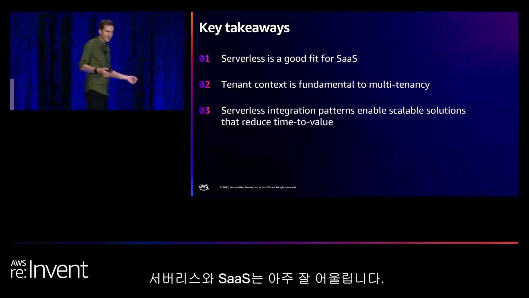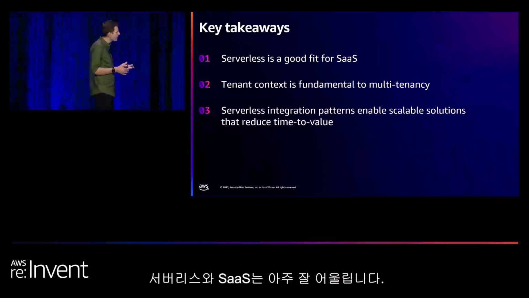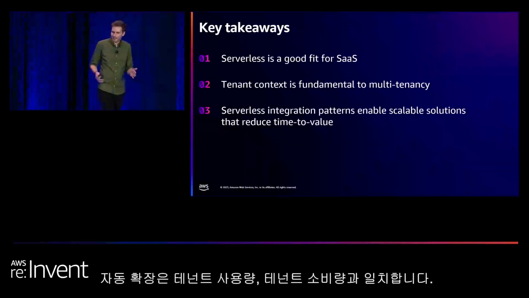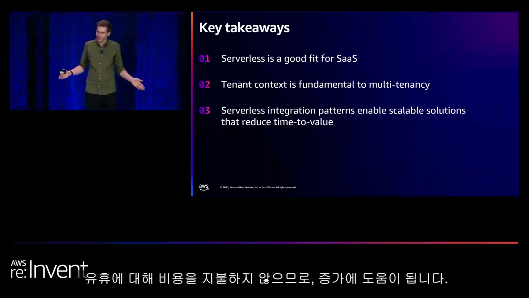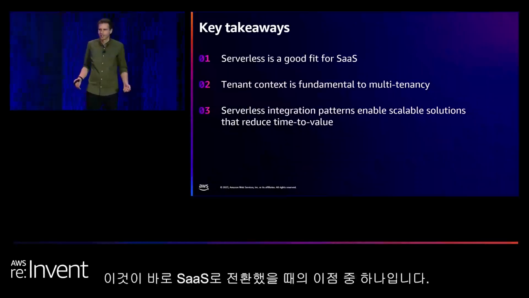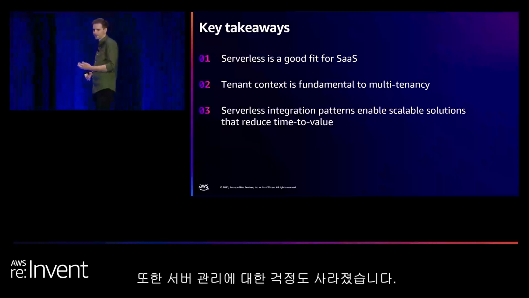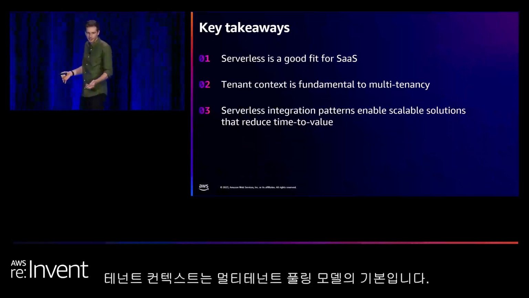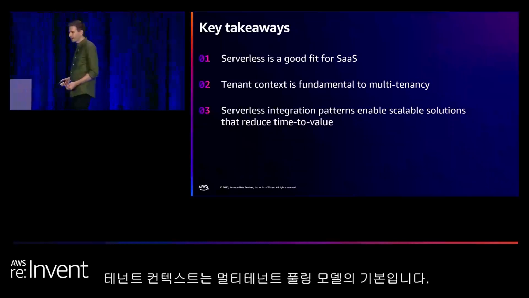So what are the key takeaways for today? Well, serverless and SaaS go together quite well. Right? Auto-scaling matches tenant usage, tenant consumption. We never pay for idle, so it helps to increase our margins in some cases. And this is one of the benefits of moving to SaaS. We also removed the worry of managing servers, which allows us to get to market faster.